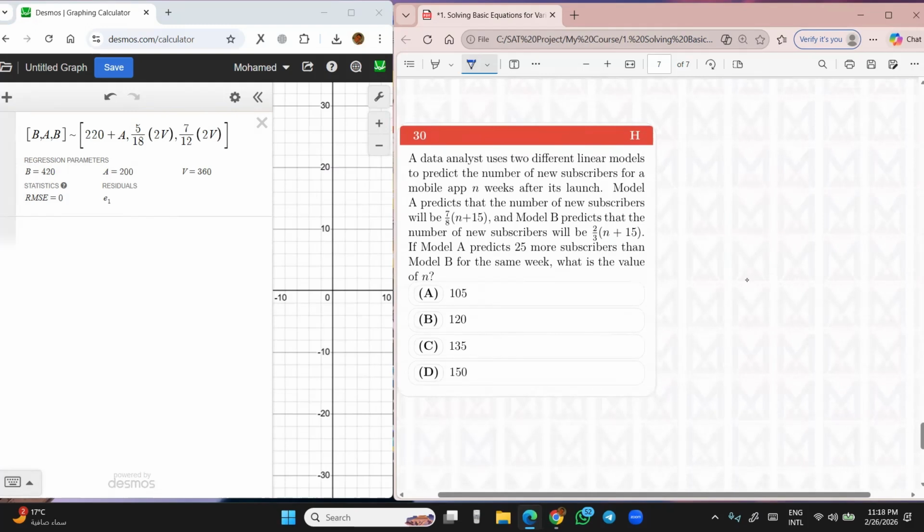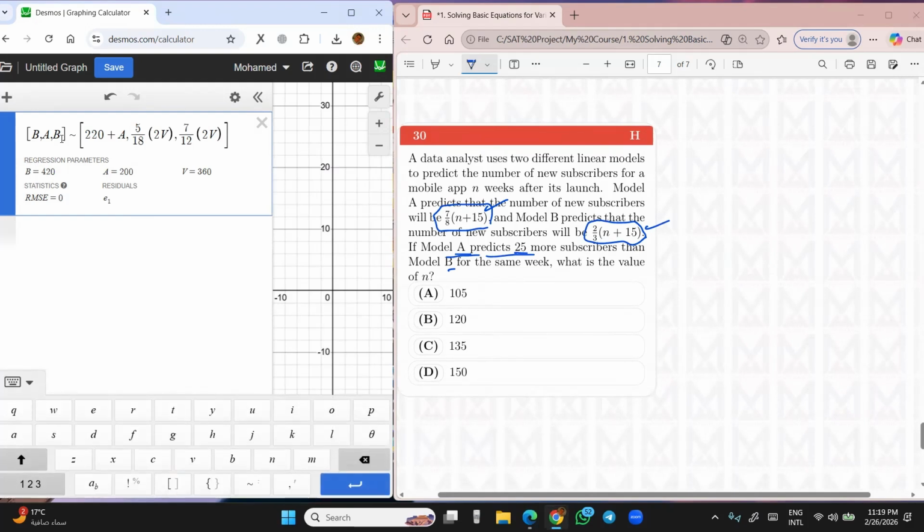A data analyst uses 2 different linear models to predict the number of new subscribers for a mobile app n weeks after its launch. Model A predicts that the number of new subscribers will be this. This is model A. And model B predicts that the number of new subscribers will be this. So that's A and that's B. If model A predicts 25 more subscribers than B for the same week, what is the value of n? So we need to write A is this, B is this, and we consider this equation.